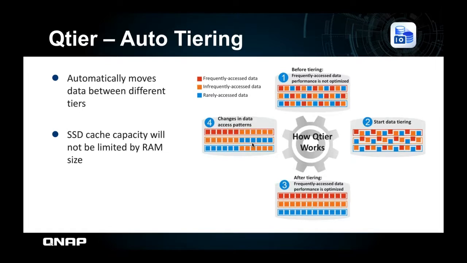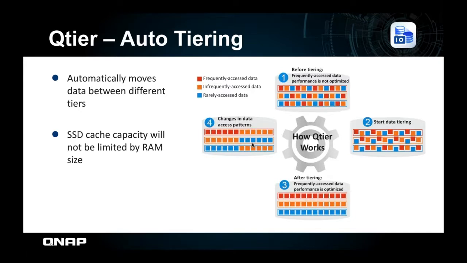We can have a SATA HDD, or you can have SAS for a mid-level tier, and then SSD for your fastest tier. And Qtier can just look at what data is being used most often, moderately often, and least often, and just relocate data according to how often it's used. Most used will be in your fastest storage.